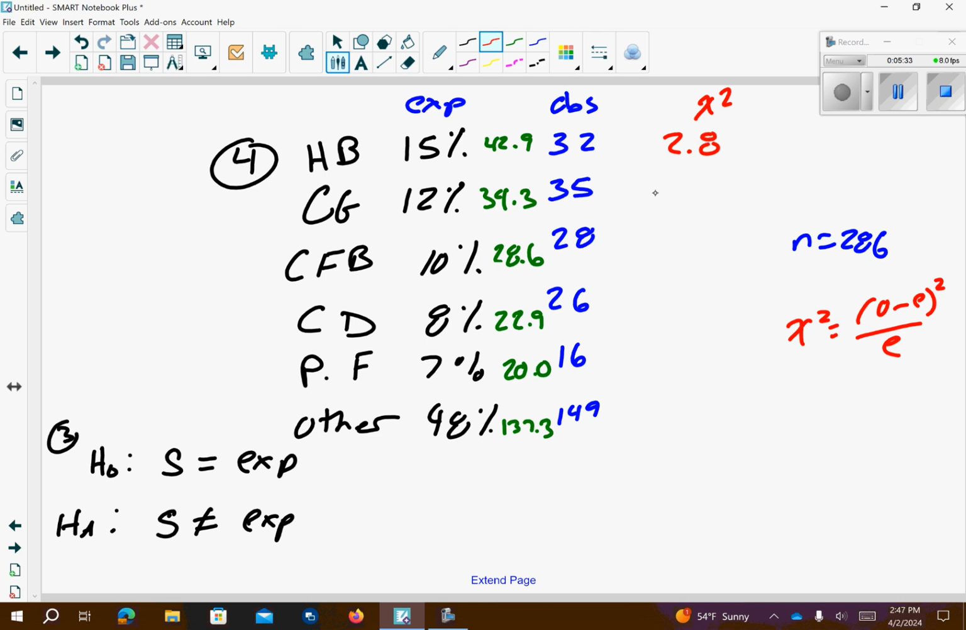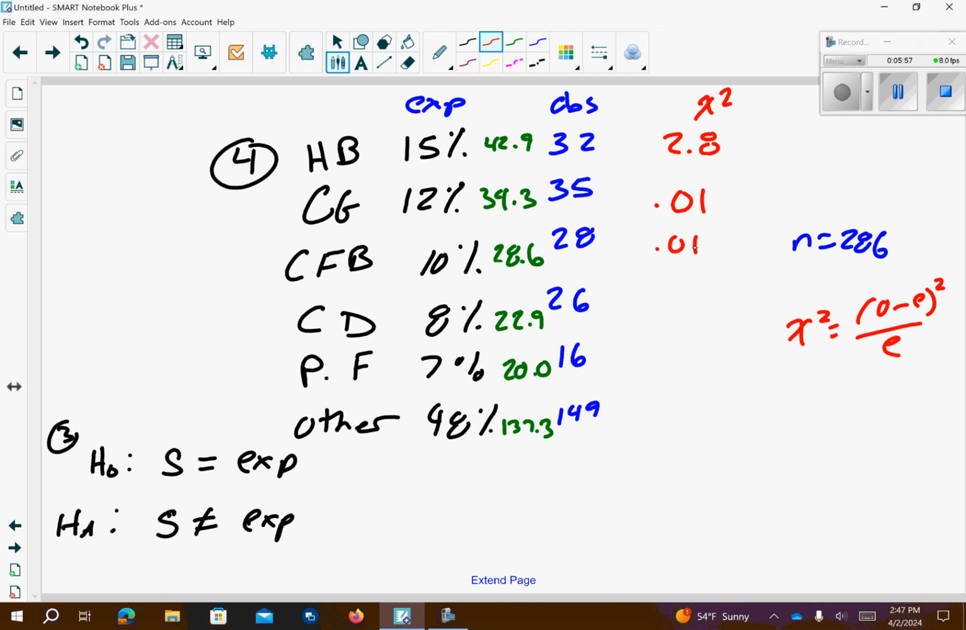So this is going to be 0.01. And then if I do my observed, 28 minus 28.6, and if I square that, divided by my expected value of 28.6, we're going to get 0.01 again.